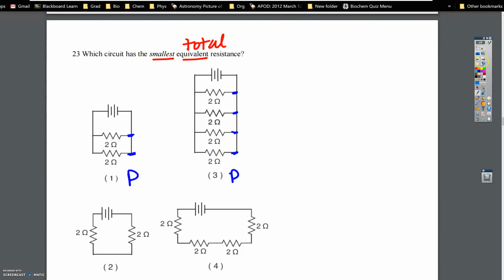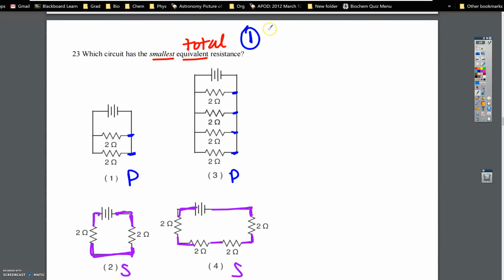Now, if you notice number 2 and number 4, those two are all one continuous loop. There are no branch points. It's all one series, one loop. So I know this is S. Same thing with this one. It's all going through the same circuit here. It is series. So when I solve for number 1, finding total resistance is different for parallel.